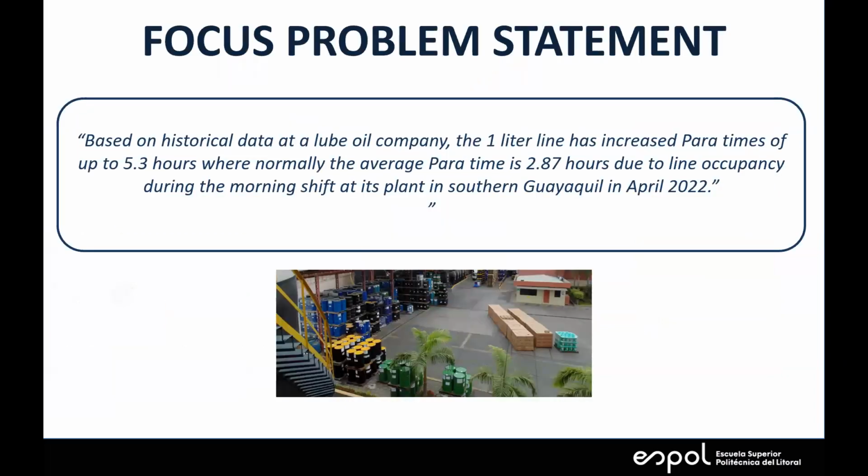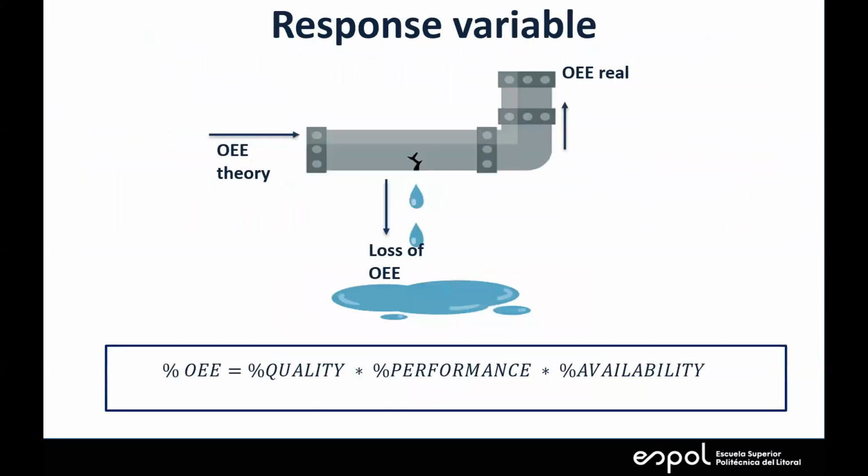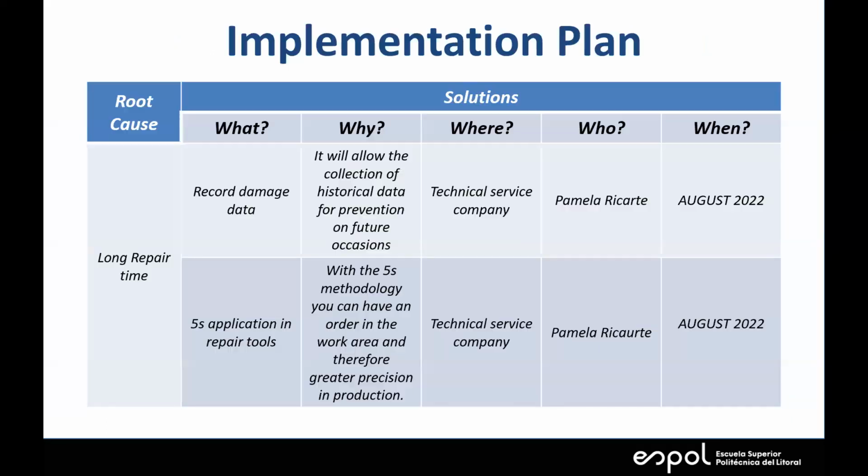And so we have the focus problem statement. Here we have our response variable, where OEE is equal to quality times performance times availability. It's important to mention that for the calculation, we will use availability, since the performance and quality components will remain constant and the only term to improve will be availability. Okay, we have the implementation plan.